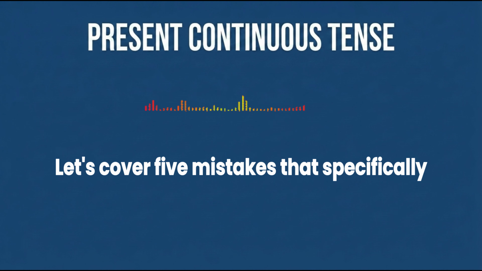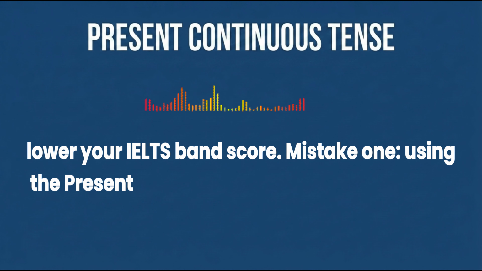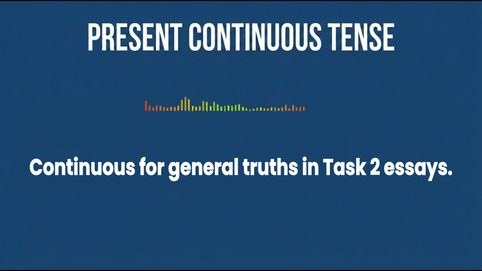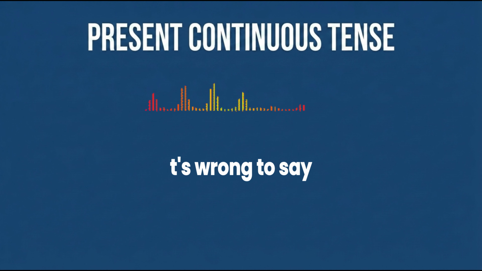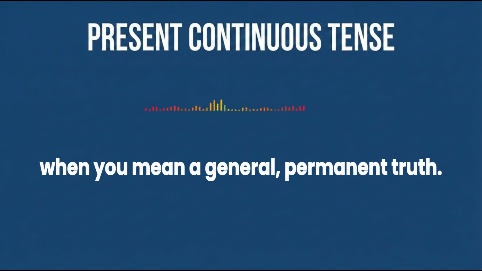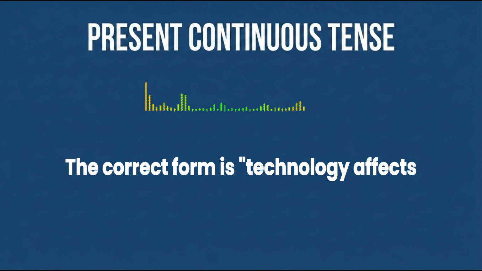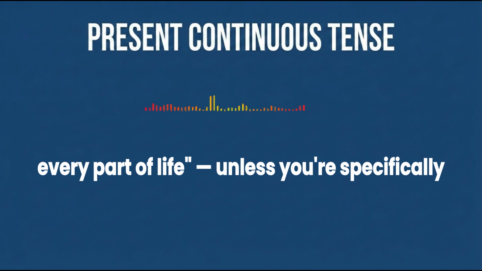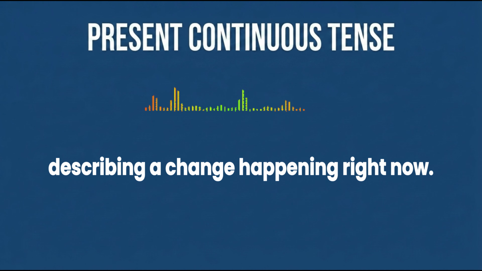Let's cover 5 mistakes that specifically lower your IELTS band score. Mistake 1. Using the present continuous for general truths in Task 2 essays. It's wrong to say, technology is affecting every part of life when you mean a general, permanent truth. The correct form is technology affects every part of life, unless you're specifically describing a change happening right now.